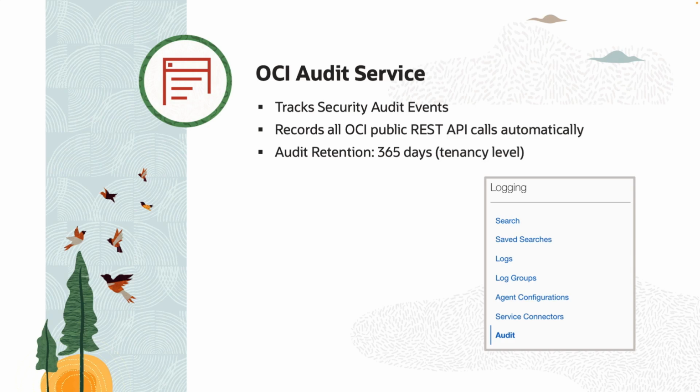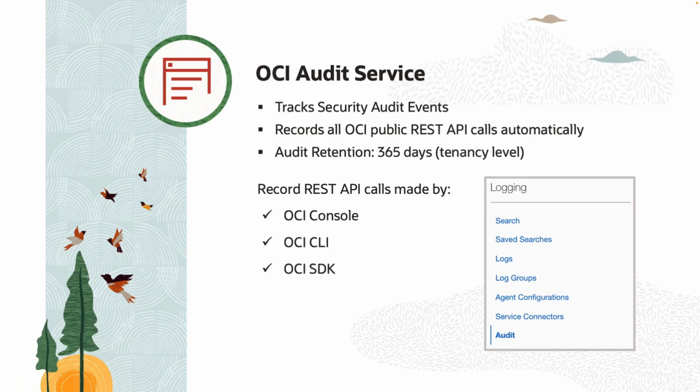By default, audit logs are retained for 365 days and it cannot be changed. This retention period is a tenancy level setting. That means it applies to all regions and all compartments. The audit service records REST API calls executed by different sources: the API calls by the OCI console, CLI, command line interface, SDKs, or your own custom clients, and also those calls triggered by different services of OCI.